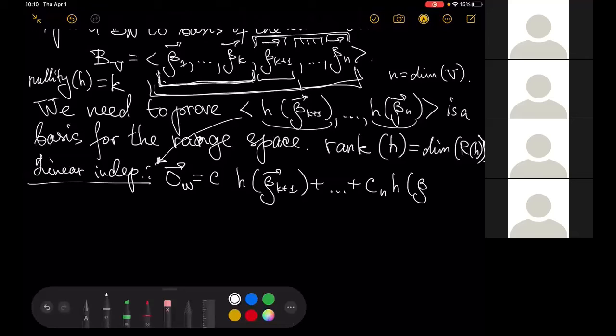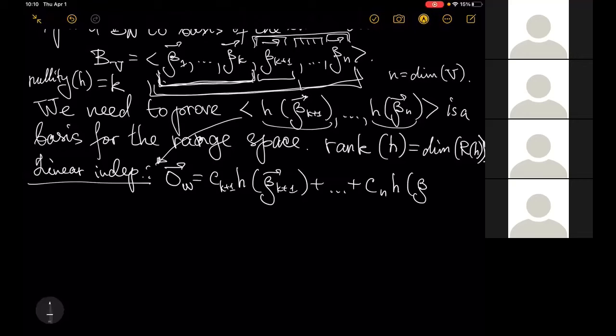K plus 1. Now everything is good. So we consider their linear combination, because if we will be able to show that all these C's are equal to 0, then we know that these vectors are linearly independent. Now let us use linearity of our transformation H.